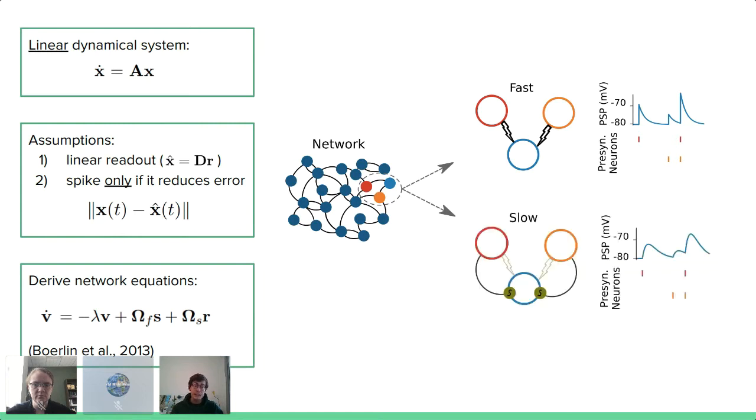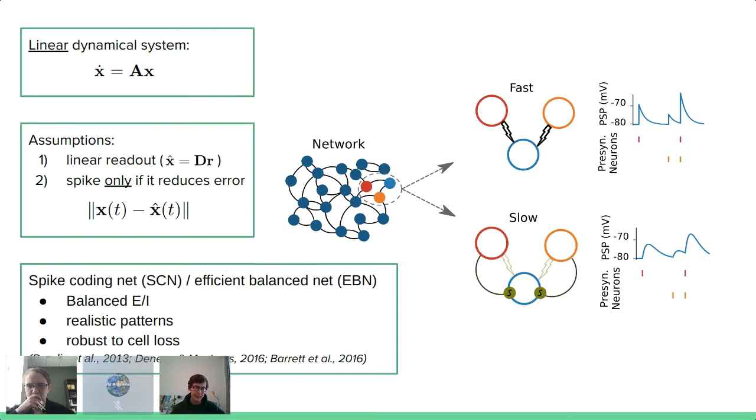And on the other side, the slow synapses, which have a slower and longer effect on postsynaptic voltage, as you can see from this small cartoon here. These synapses are very important because they are the ones that are responsible for computation. And from the fact that these networks can compute, they got the name spike coding networks, or they are also known as efficient balanced networks in the literature.